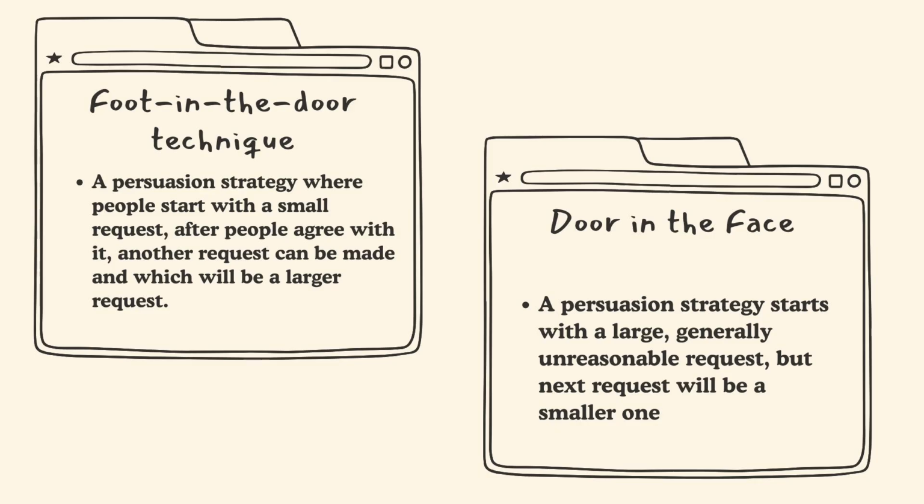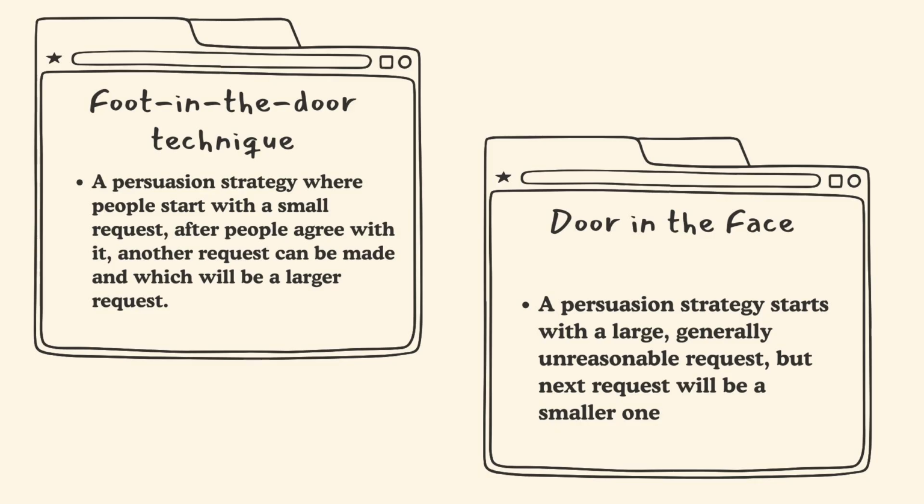Door-in-the-face technique is a persuasion strategy that starts with a large, generally unreasonable request. The next request will be a smaller one. For example, if you want to borrow 100 bucks from your friend, you can use the door-in-the-face technique. So how does it work? You ask your friend to borrow $10,000 at first. $10,000 is a really unreasonable request, and they'll definitely say no to you.